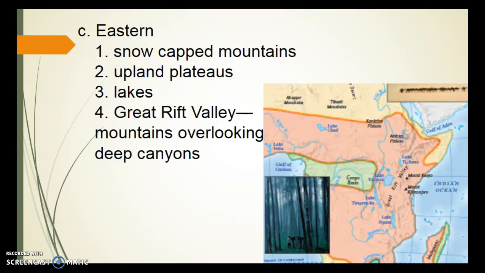The Great Rift Valley is this whole section, and you can see that all the way down the eastern coast. It has some mountains that overlook deep canyons. It also has lots of grasslands that encourage larger populations of wild animals.